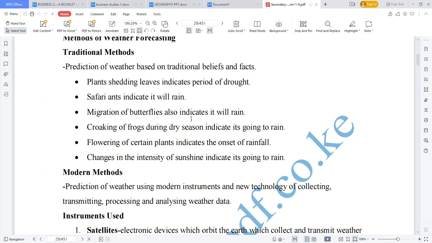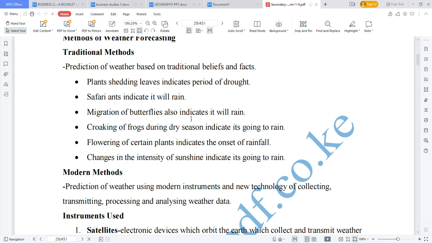Predictions of weather based on traditional beliefs and facts, and actually they still work up to date. Some communities still use this. In fact, all the communities still use this. Plants shedding leaves indicates a period of drought. That is the first one.